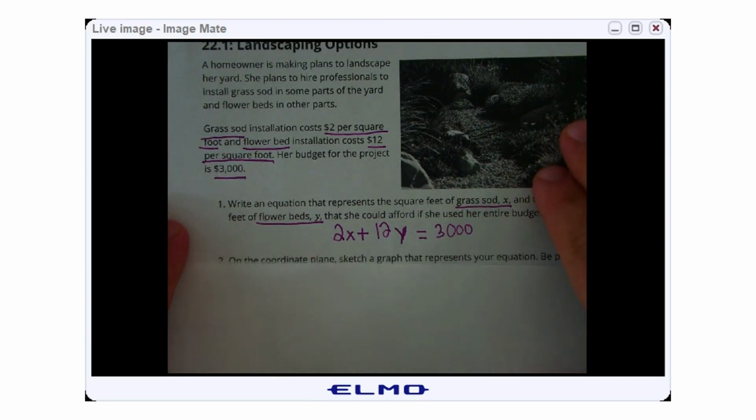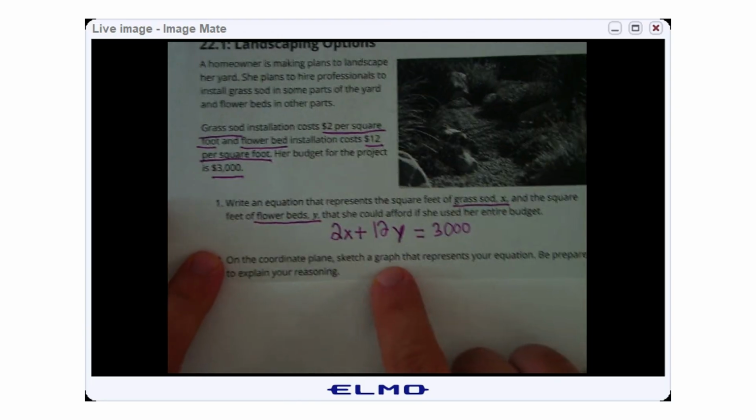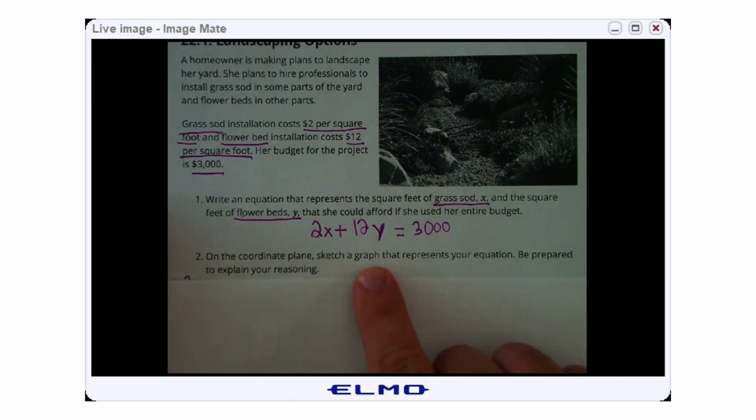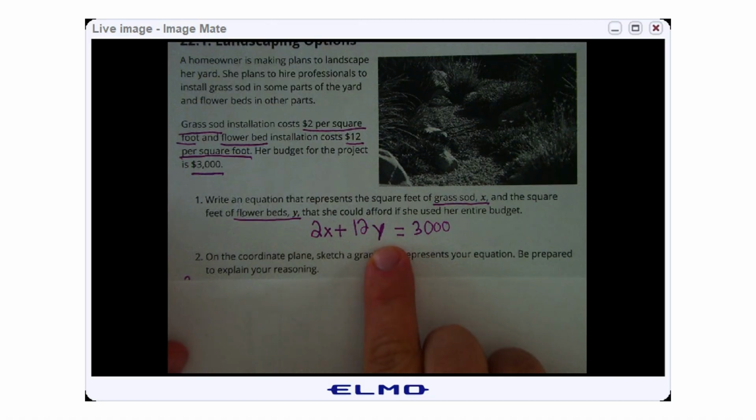What we can also do is graph it. So it says on the coordinate plane, sketch a graph that represents your equation. Be prepared to explain your reasoning. Okay, so my reasoning behind this, the way that I want to do it, is I just need to find 2 points to graph. The 2 points that I'm going to find are when we spend $0 on flower beds and spend all of our money on grass sod, and then we're going to do the reverse. We're going to do when we spend $0 on sod and spend all our money on flower beds.